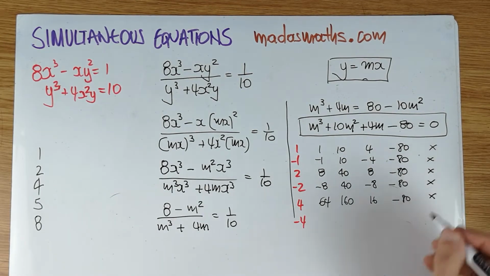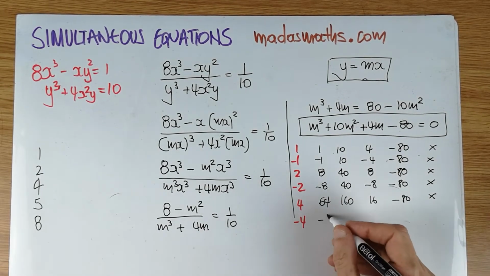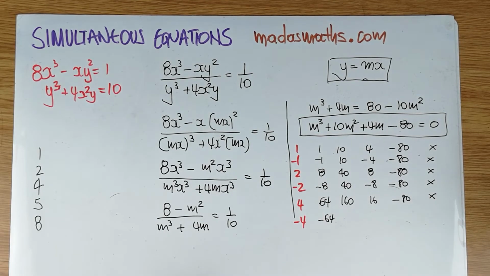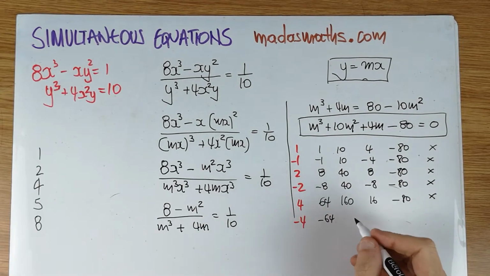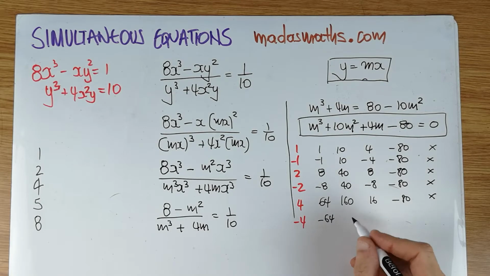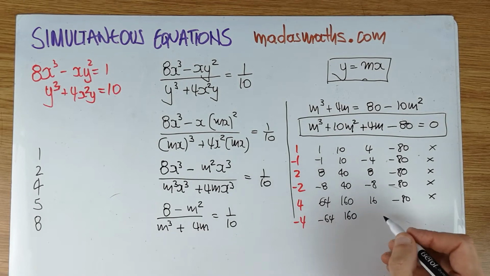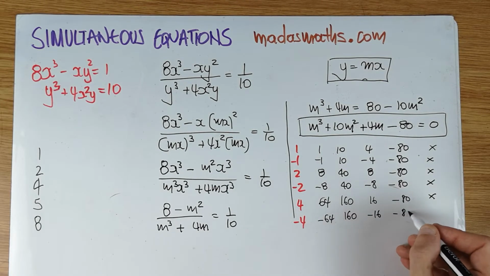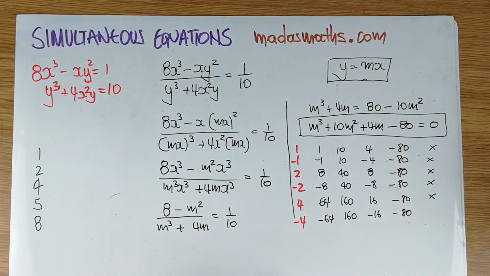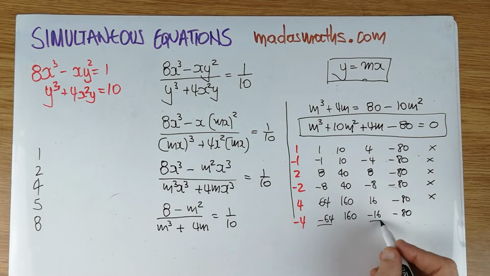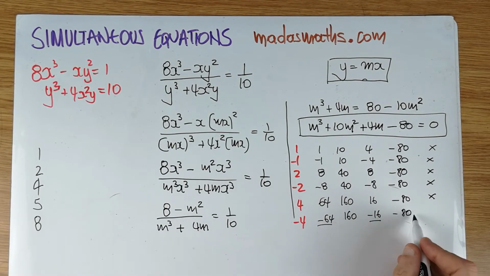Positive 4 doesn't work. Minus 4 might work: minus 64. Maybe it's quite big. This will be exactly the same, so that's going to be 160, minus 16 and minus 80. So what do we get in that? I think that works. 64 minus 80, minus 80 is minus 160. Bingo. Okay. So what have we found?